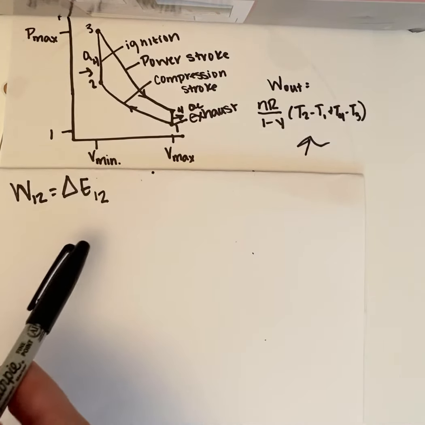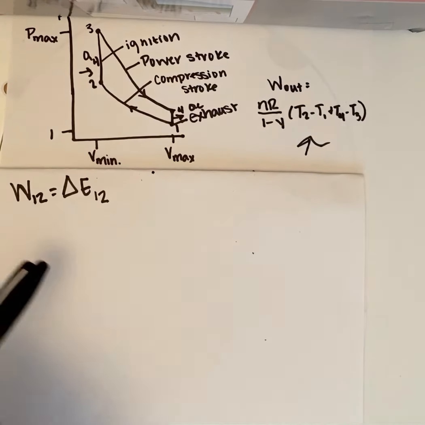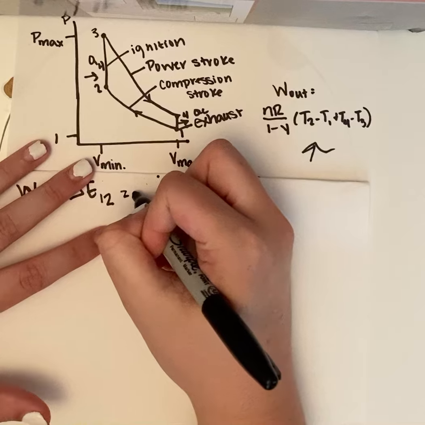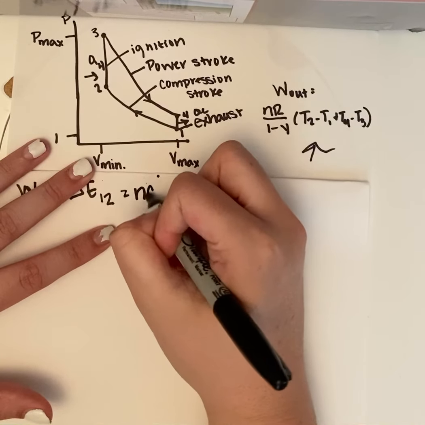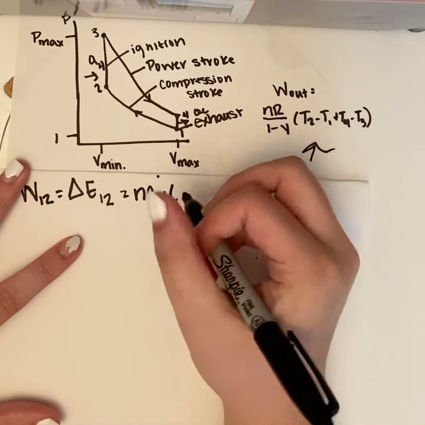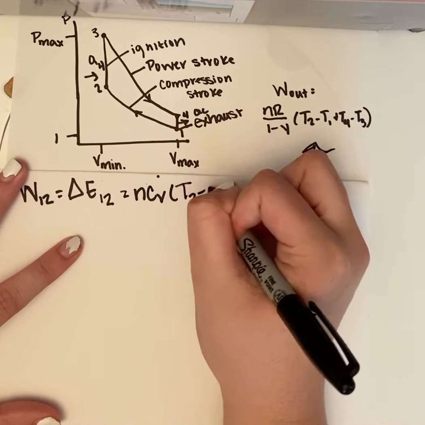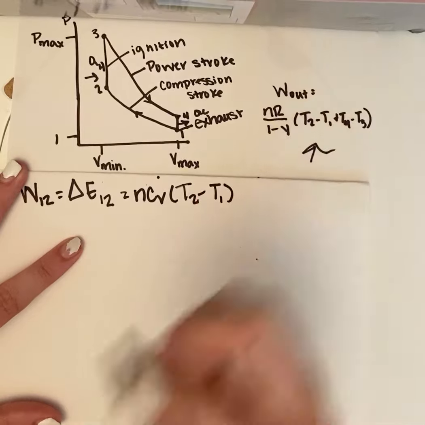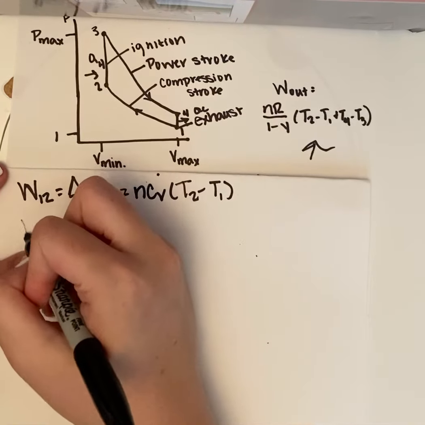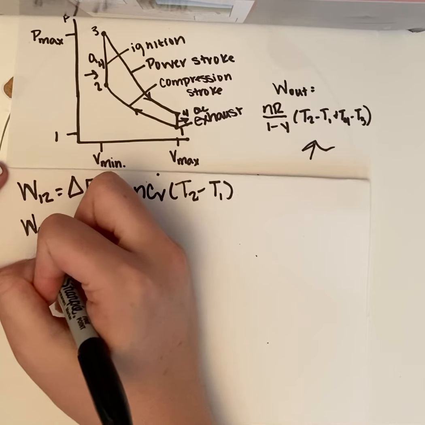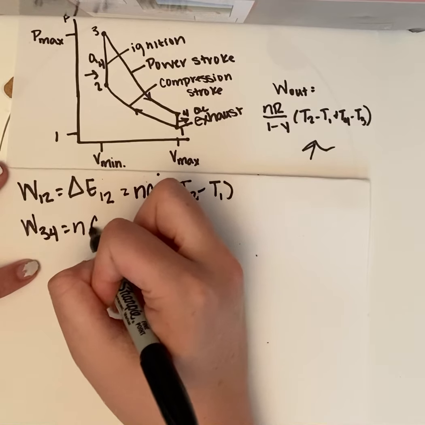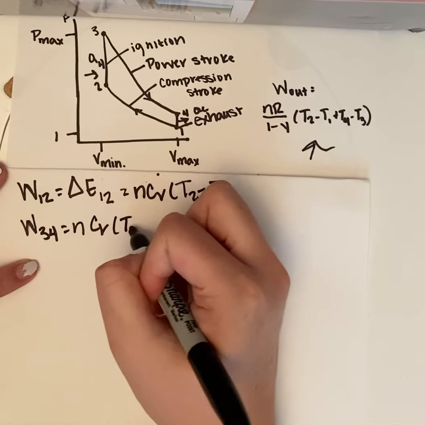So, continuing on with the equation, we know that it's equal to the change of the internal energy. Internal energy, as we know from the textbook, is nCv, and for this we're going to use T2 minus T1. And for the other process, we're going to use W34 is equal to nCv, but this time we're going to use T4 minus T3.